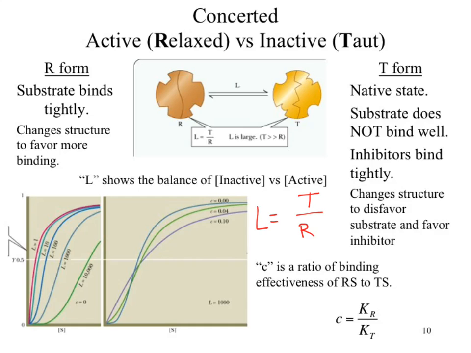Does that kind of make sense? An increase in L is an increase in the inactive state, because L is inactive to active. Okay? An increase in L means the inactive is higher. Okay? Which means you're going to have a sigmoidal shape. You will see that cooperativity.